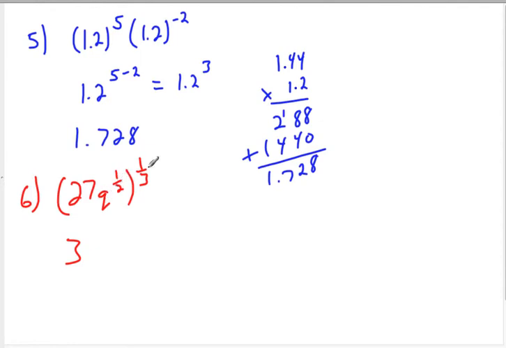Now q to the 1/2 to the 1/3, that's just multiplication. So 1/2 times 1/3 is 1/6. And so that's the answer. So that one's pretty quick. Let's move on. Number 7.